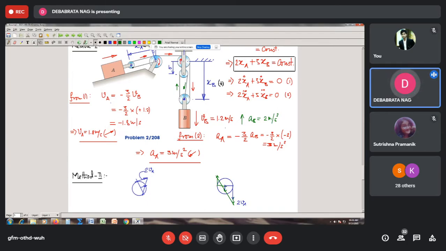So we find from here that this will be the vector diagram for this floating pulley. So we find that the vector diagram of this one is going to be like this. So this velocity and this velocity must be equal. Since this pulley is going down with 1.2 meters per second, this must also be 1.2 meters per second. So if this is 1.2, then this is also 1.2.